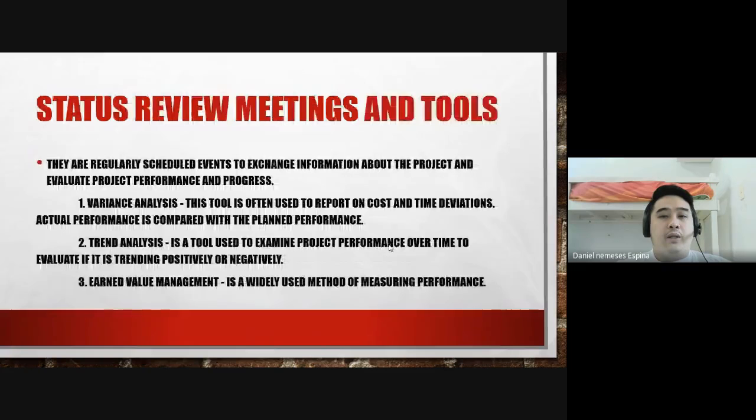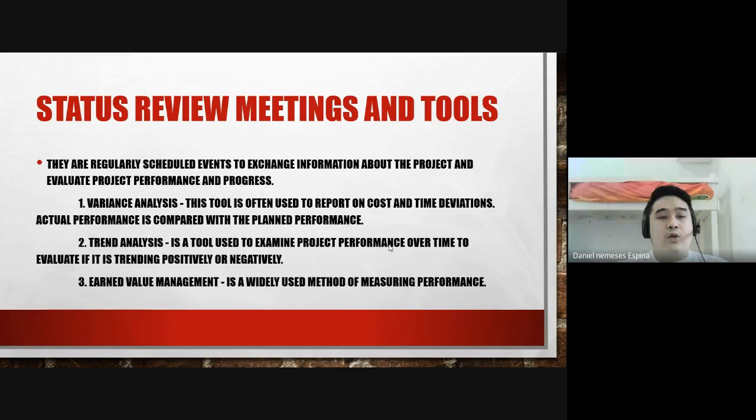So status review meetings and tools. So these are regularly scheduled events to exchange information about the project and evaluate the project performance and progress. So some of these are familiar na ta. So number one is variance analysis. So gamito ni siya sa katong sa cost, okay, sa budget. So this tool is often used to report on cost and time deviations. So the actual performance is compared with the planned performance. So when you say na ay variance, meaning there's a difference between what you have planned and what actually is happening.